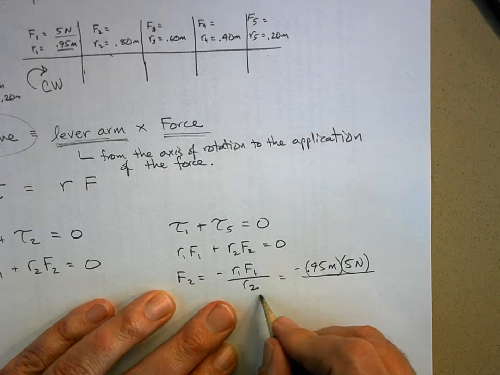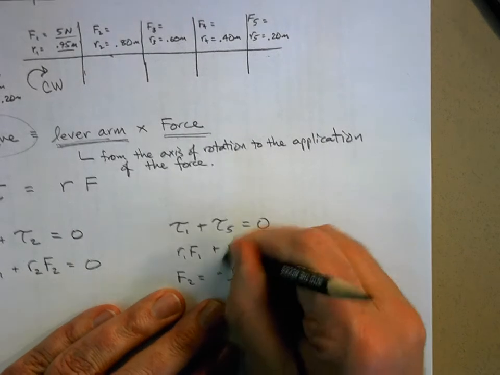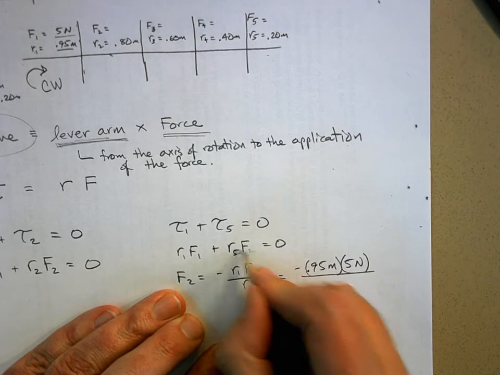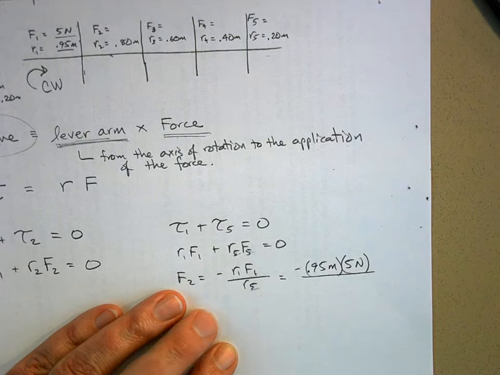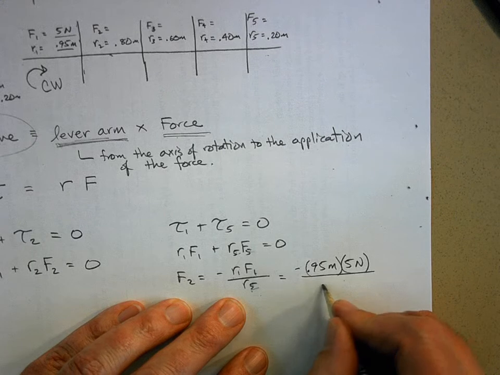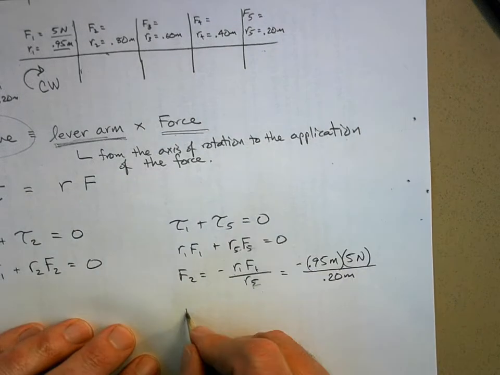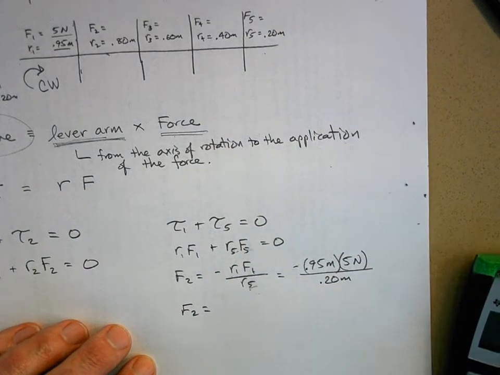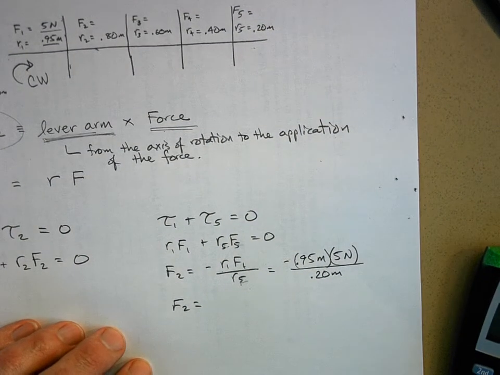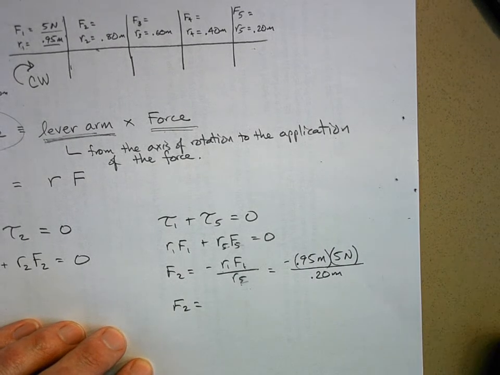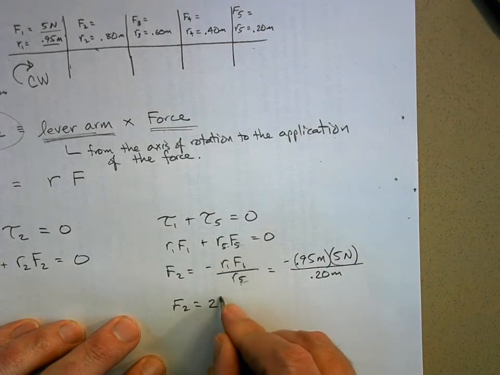And what was R2? Or I'm sorry, not R2. I meant 5. I'm trying to go too fast. The fifth one down. The one we couldn't measure. And then what was R5? Was 0.20 meters. Well, let's predict what this should be. So 0.95 times 5 divided by 0.2 equals, and you get 23.7 or about 24 newtons.